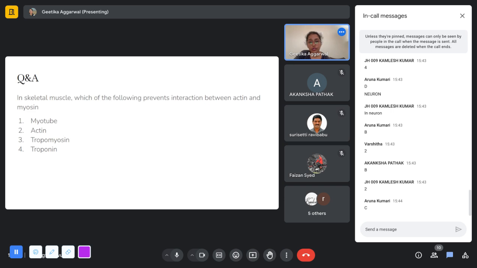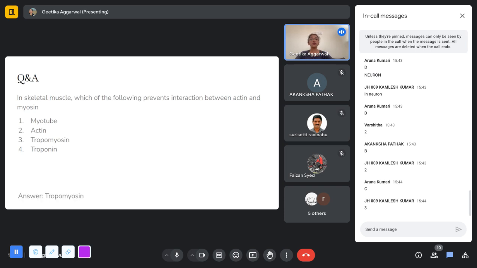Which of the following prevents the interaction between actin and myosin? Correct. It's the third one. It's the option C. Basically, tropomyosin. Why? Because it covers the active sites that are actually responsible for the interaction between the actin and myosin filaments. So, tropomyosin is the answer to this question.